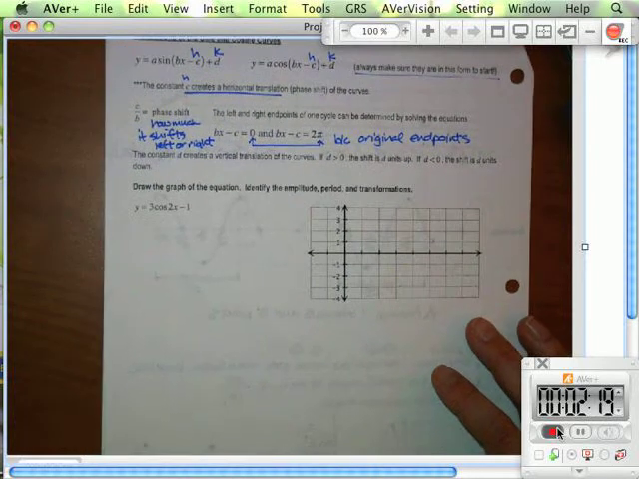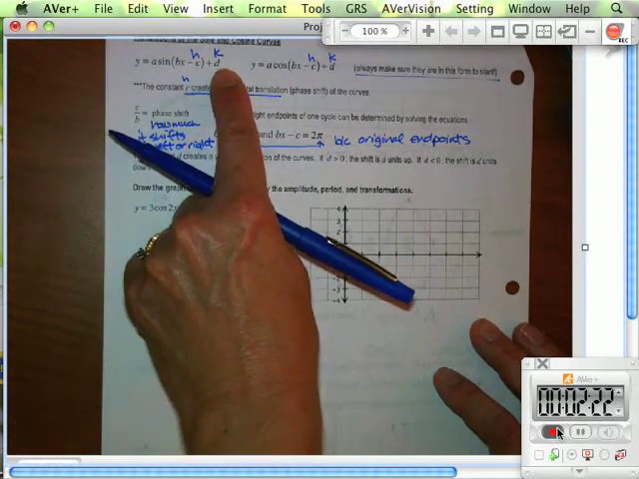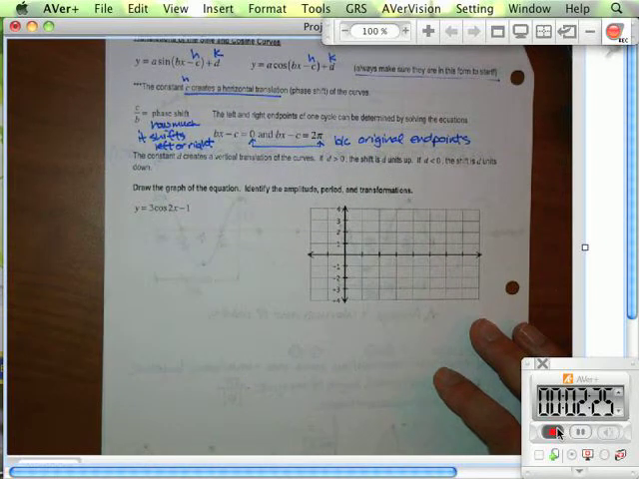The constant D creates the vertical translation, just like K. Shifts it up or down. It changes the baseline is what it does. It changes the baseline.